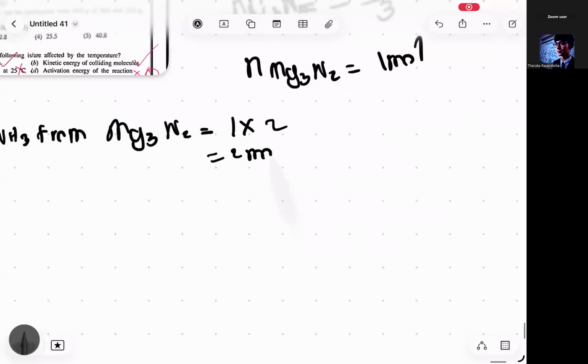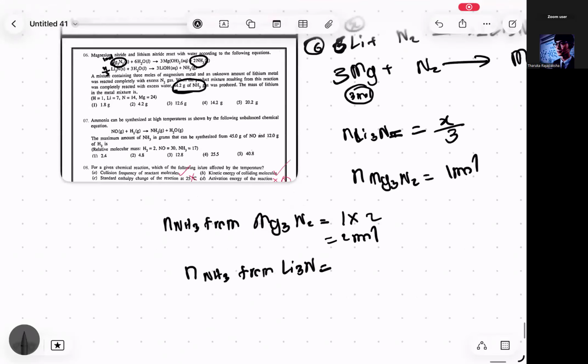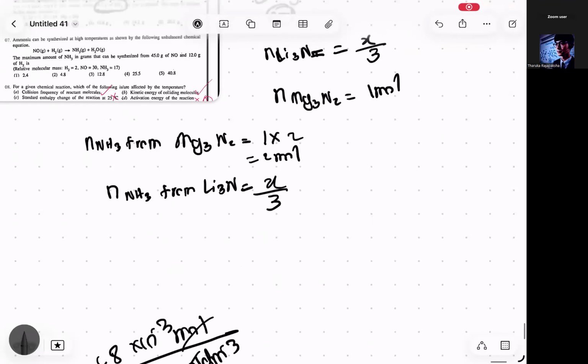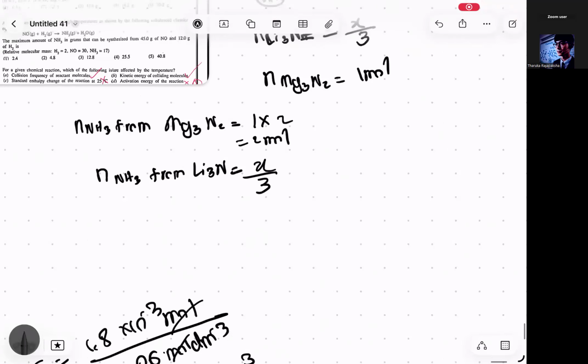2 moles of ammonia is produced. Then the number of moles of ammonia from lithium nitride, Li3N, will be in a 1 to 1 ratio again. So it's going to be X over 3. Right? It's going to be X over 3. So total ammonia will be 2 plus X over 3.